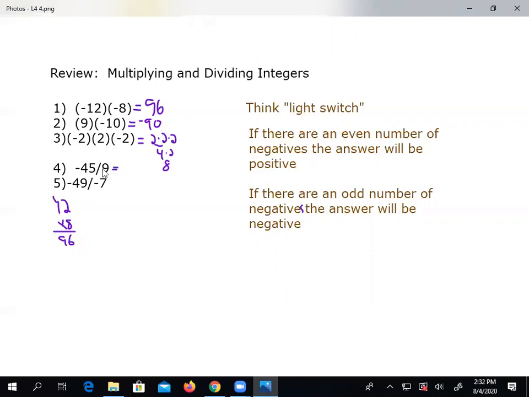Division follows the same rules. 45 divided by 9 is how many 9s does it take to get 45? So if you do your 9 facts, you would see that it takes 5 9s to get to 45. But since there's only one negative, that's going to flip it to a negative 5.